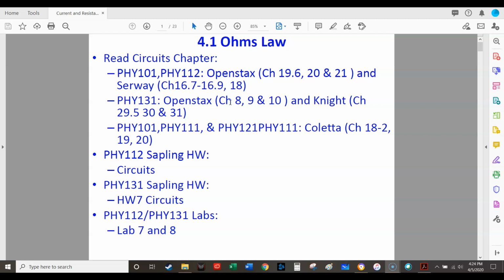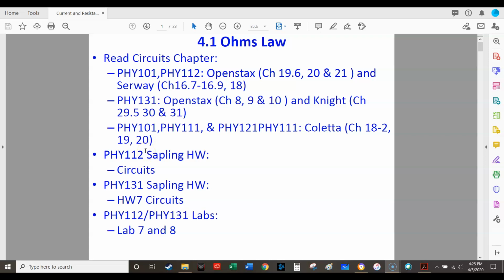This is 4.1. If you have access to the Coletta textbook, please go to 18-2, Chapter 19 and Chapter 20. Those will be the readings. If you're using OpenStax, 19.6, 20, page 20 and 21, if you're using the college physics of OpenStax. If you're using the university physics of OpenStax, that'll be Chapter 8, Chapter 9, and Chapter 10 of University Physics 2.